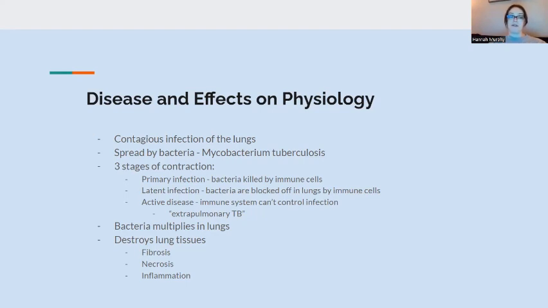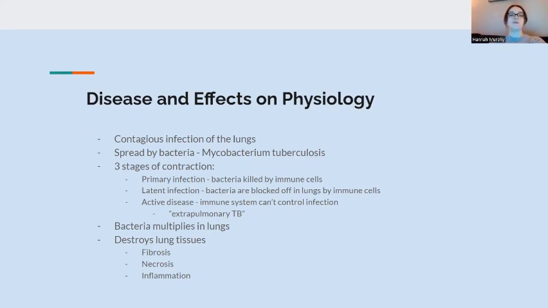And the bacteria, like I said, multiplies in the lungs and it destroys the lung tissues. So the bacteria actually hardens up the tissues that make up the alveoli and the rest of the lungs. And this is called fibrosis. This actually inhibits a lot of that gas exchange from going on.